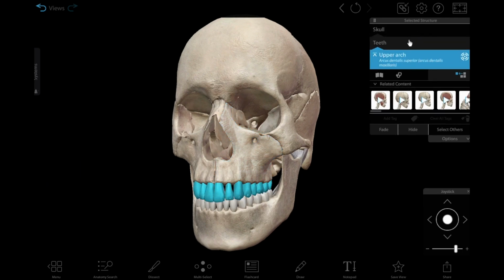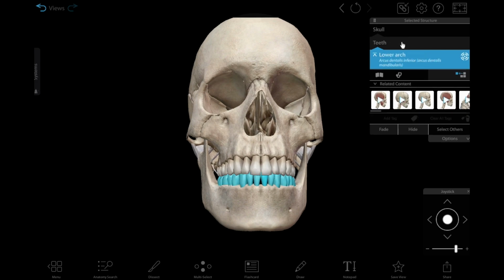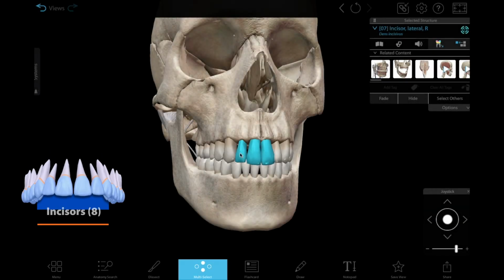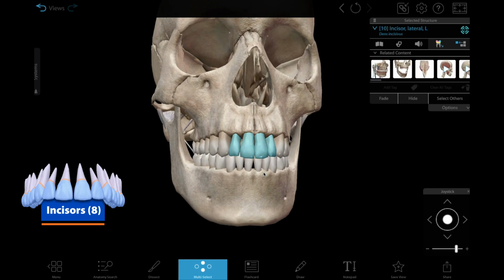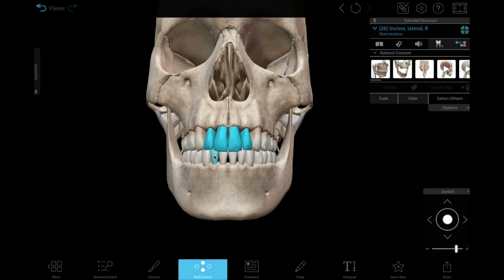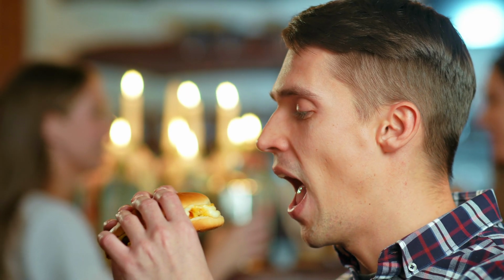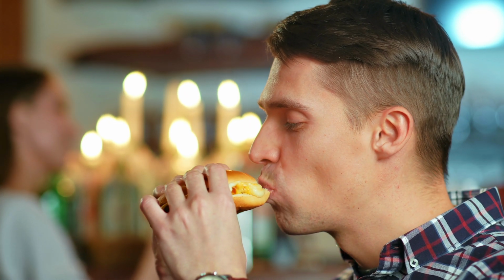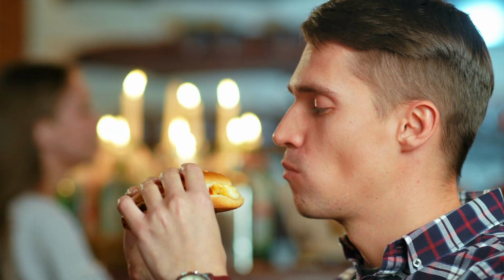The teeth on the upper jaw, or maxilla, are the maxillary teeth, and the teeth on the lower jaw, or mandible, are the mandibular teeth. Depending on their location and shape, different teeth serve different functions. The 8 incisors, right in the front on the top and bottom, have sharp edges for cutting into food. They're also used in speech in combination with the tongue.